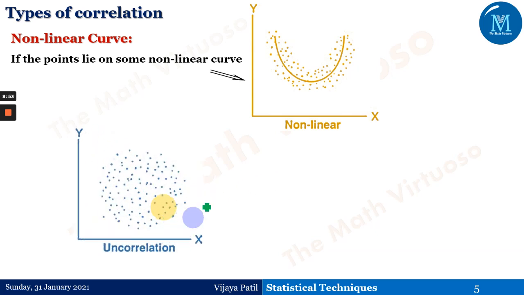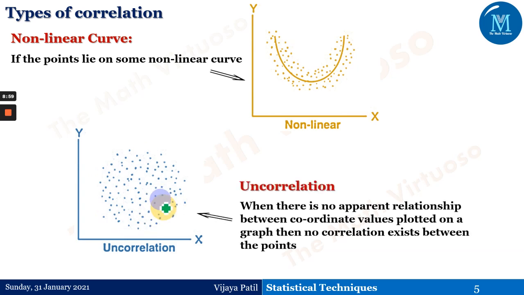Then this is uncorrelated. If you observe this, all the scatter points are scattered throughout the quadrants. When there is no apparent relationship between the coordinate values plotted on a graph, then no correlation exists between the points. It might not be only in the first quadrant, it might be scattered through all four quadrants. You will get a graph wherein a straight line or a curve would not be possible, and that is the reason it is known as uncorrelated.